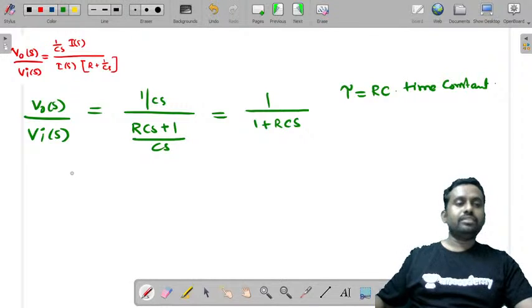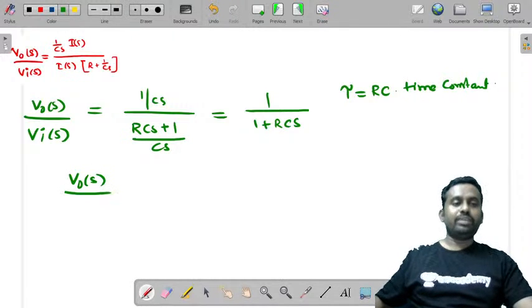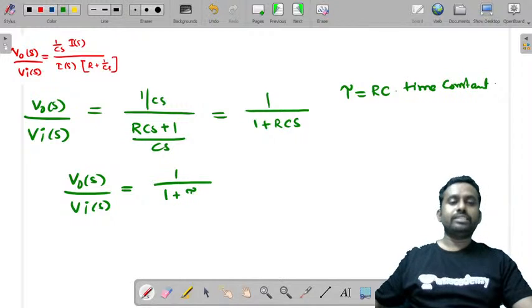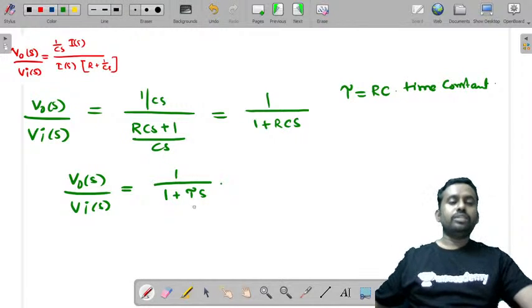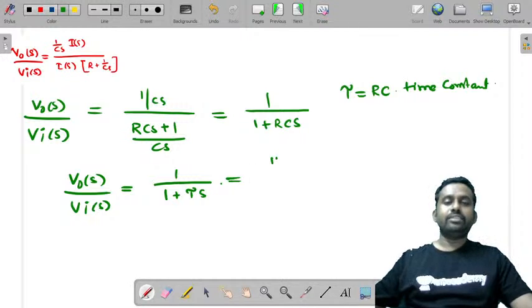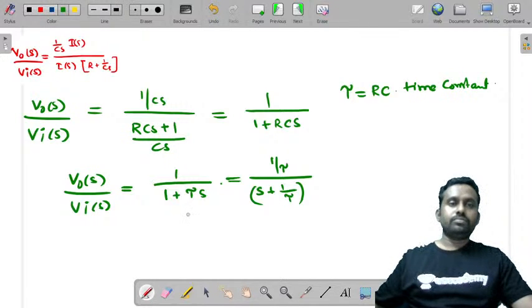Now if you see this, the transfer function V output of S by V input of S is equal to 1 by 1 plus tau into S. So the denominator has only one root if you observe, that is you can also write it as 1 by tau by, that is if you are taking tau common, S plus 1 by tau. You can also denote it as T instead of writing tau all the time.